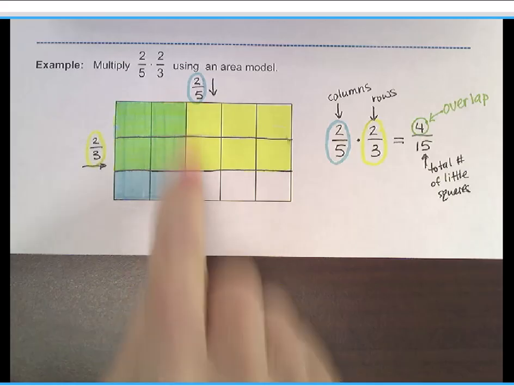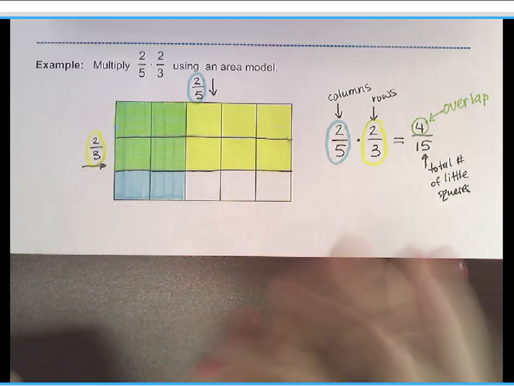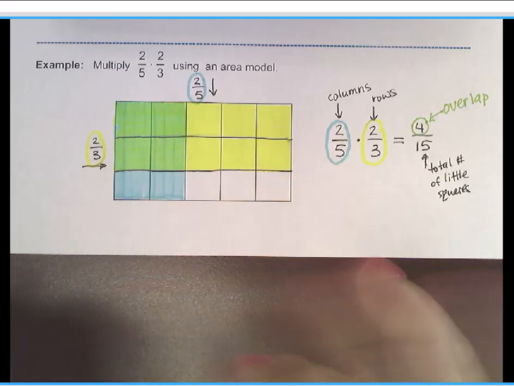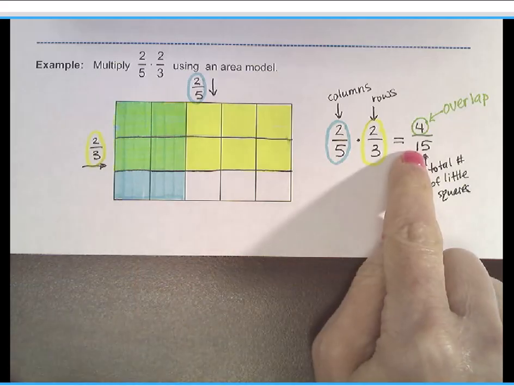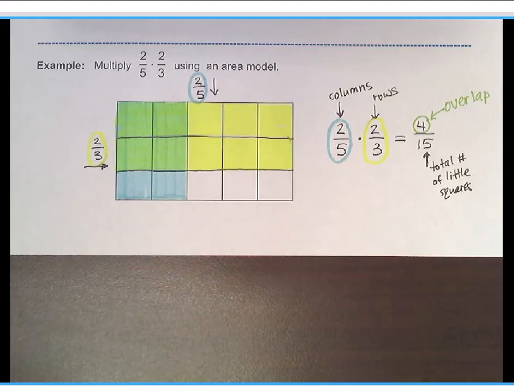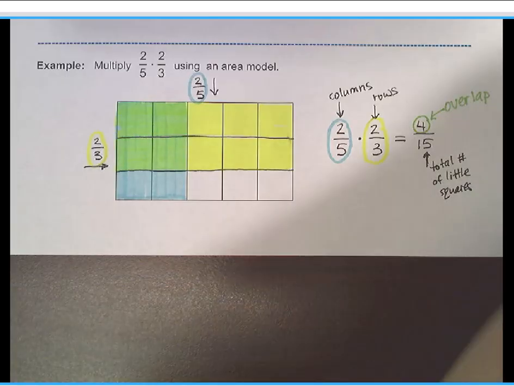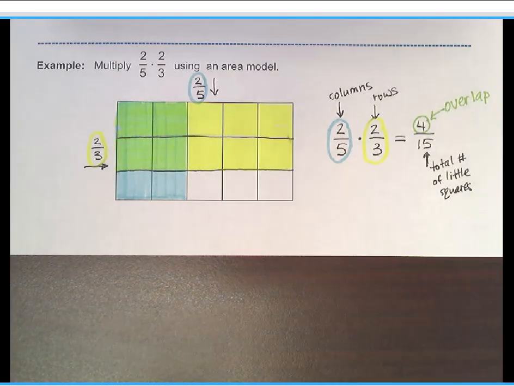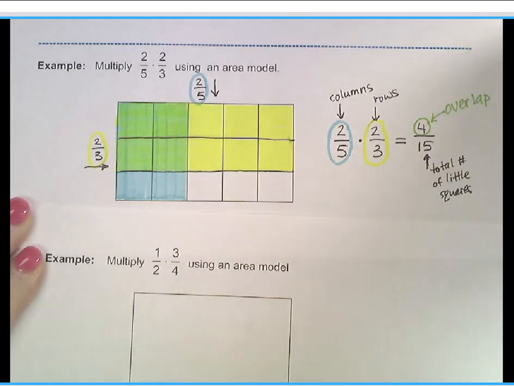But when you do a 5 by 3, that's the array part of this. That's what makes this an area model. So the 15 is the 5 by 3, and then the overlap would be the numerator. So that's how you can use an area model to represent multiplication of fractions. So let me show you another one, because you really don't get good at these until you try a bunch of them.